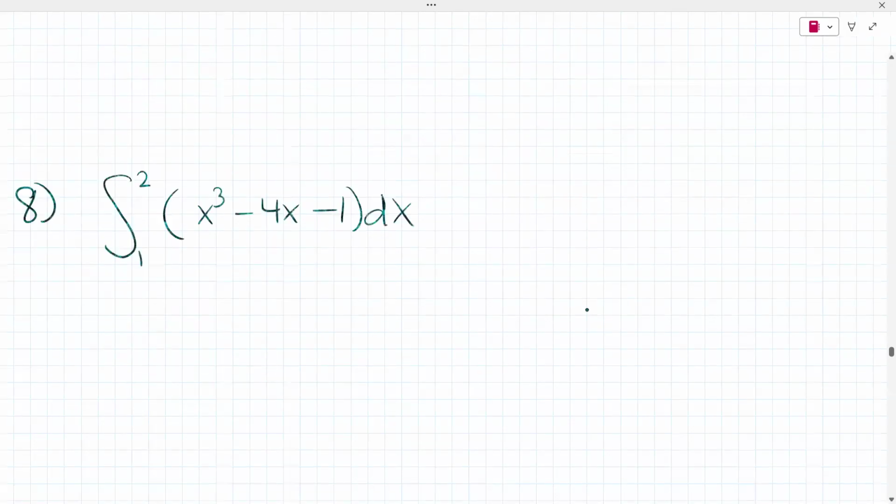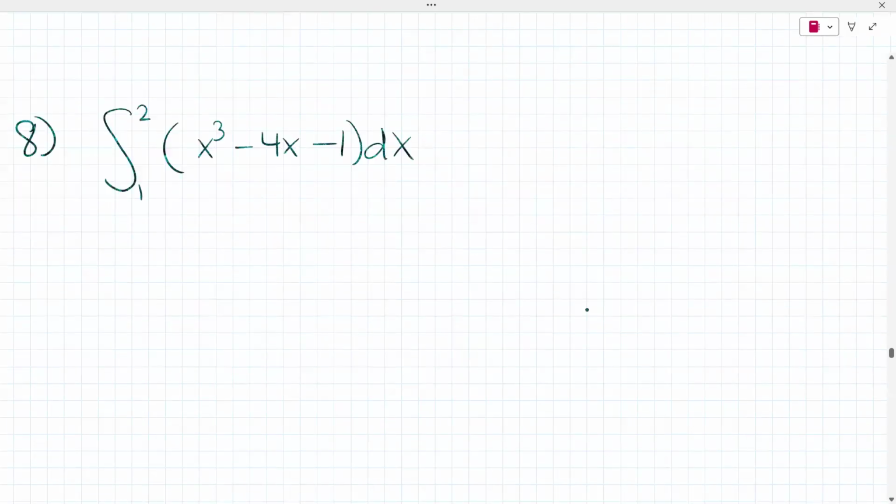Okay, let's move on to question 8. Now we have boundaries. Our lower boundary is 1 and our upper boundary is 2. We have to take the integration of x cubed minus 4x minus 1 dx. So this is not too bad. You could just take the integration of each term.